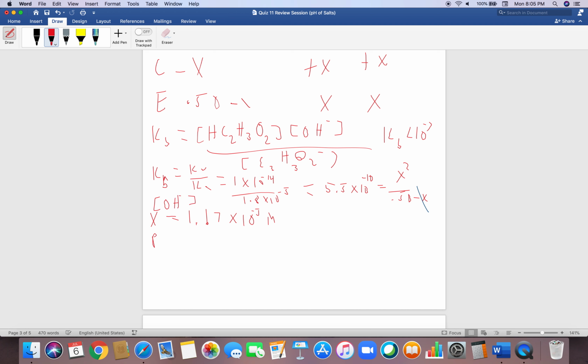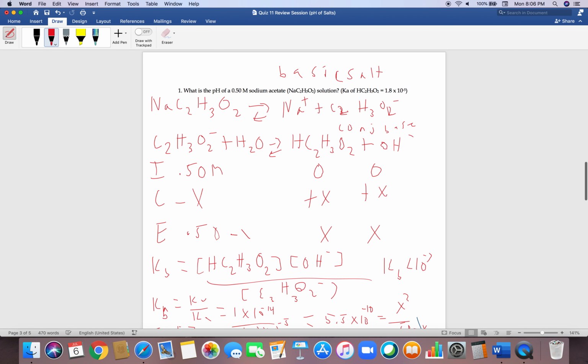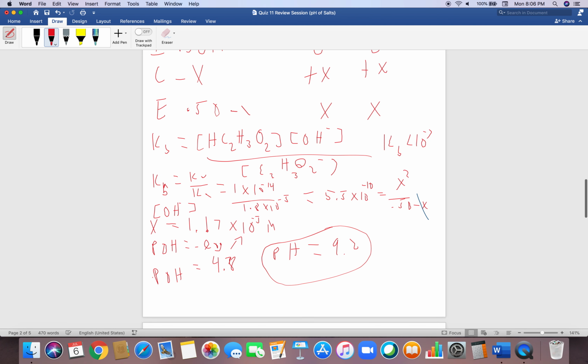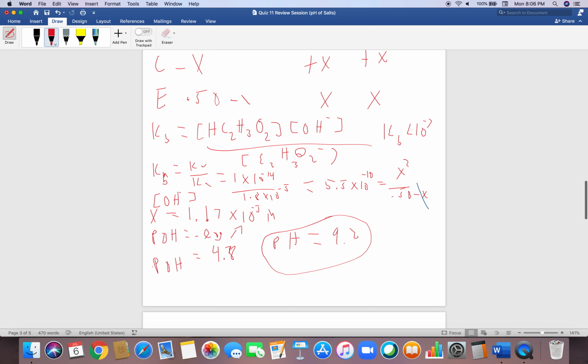So we can get our pOH by taking the negative log of this value, and we get our pOH to be 4.8, which means our pH is equal to 9.2. And that makes sense because we said it's a basic salt, so the pH would be greater than 7. So 9.2.